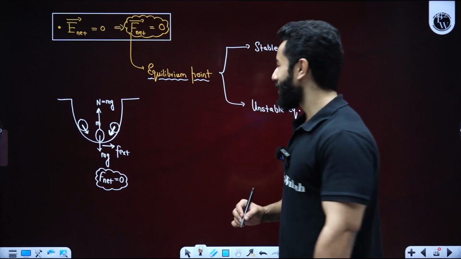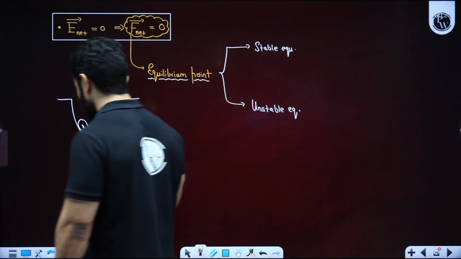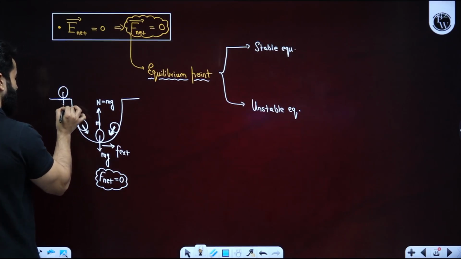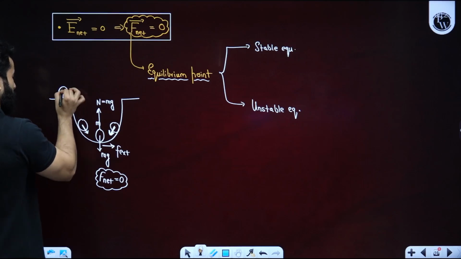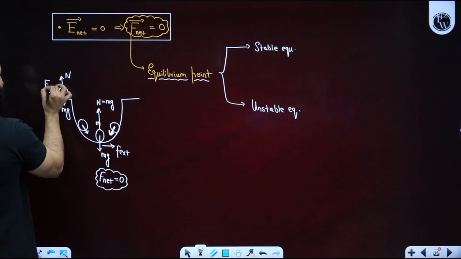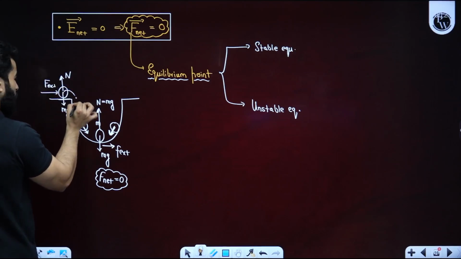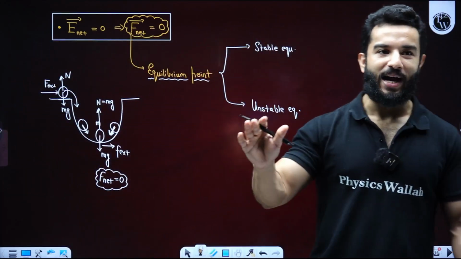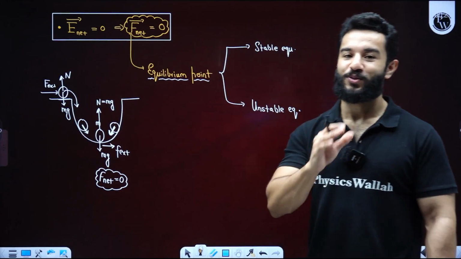Alright, what about unstable equilibrium, sir? Let's suppose you have a body kept at this point. This is also equilibrium, mg and normal reaction. But if I apply an external force in this direction, this body will fall down and it will never come back. This type of equilibrium position is known as unstable.